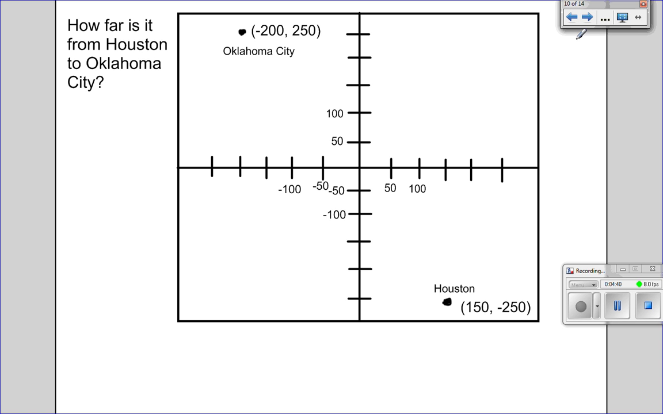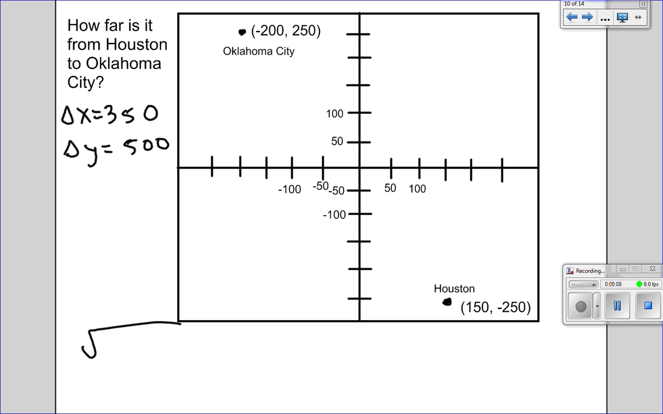Okay. Here's a distance problem involving distance between two cities. So pause the video again and try it out. Okay, so if your x is 150 and negative 200, what's your change in x? Well, to get from 150 to 0, it's 150, and then go another 200, gives you 350. Your change in y will be 500.